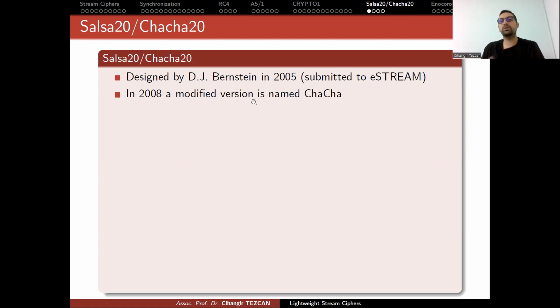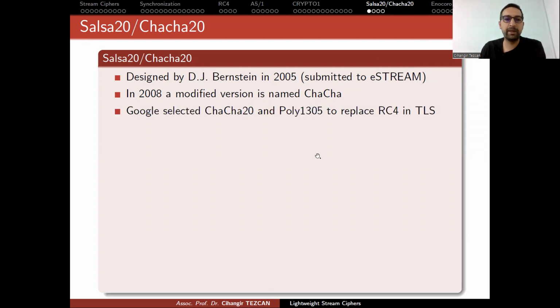Bernstein actually used Latin dance names for these ciphers. There's also Rumba and other versions. So ChaCha is currently the most famous one. Strangely, Google selected ChaCha20 and a polynomial called Poly1305 for message authentication to replace RC4 in TLS. I think this was done in 2013.